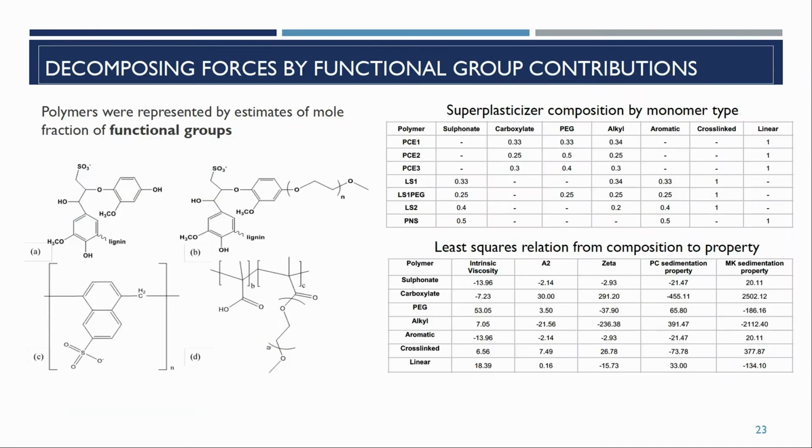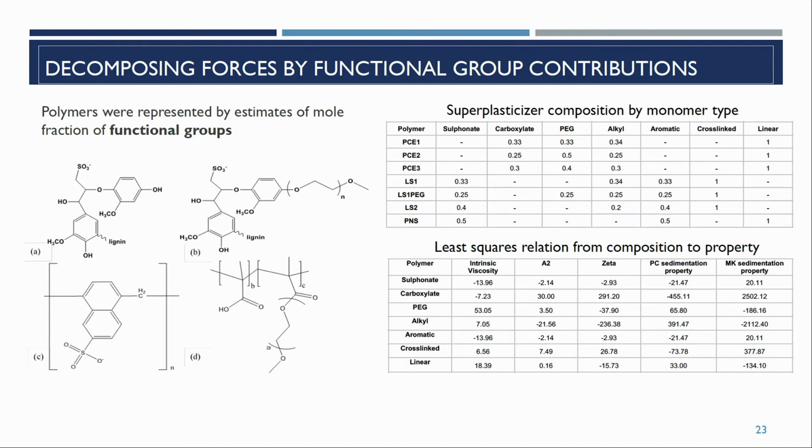And so we generated the simplest possible map. In our training set we had more than 7, but here I've listed 7 of the polymers that we used. And then we decomposed them into estimates of the fraction of each of these functional groups, and then a flag for whether it was cross-linked or linear. And then we essentially did a regression, basically a least squares relationship across all the polymers in this training set, to say what was the contribution of a sulfonate group to the intrinsic viscosity.